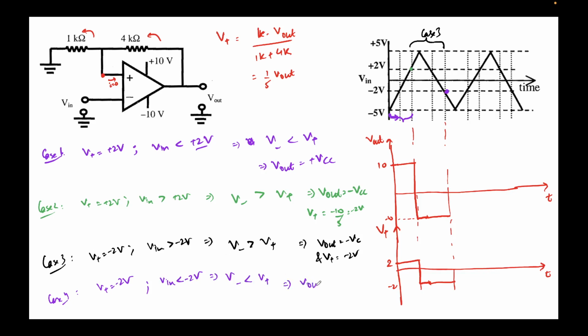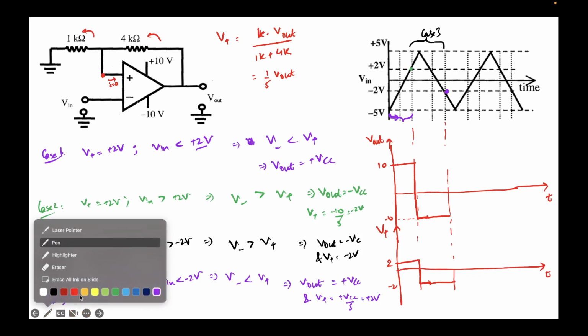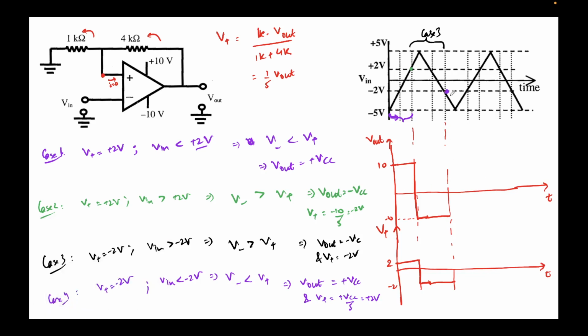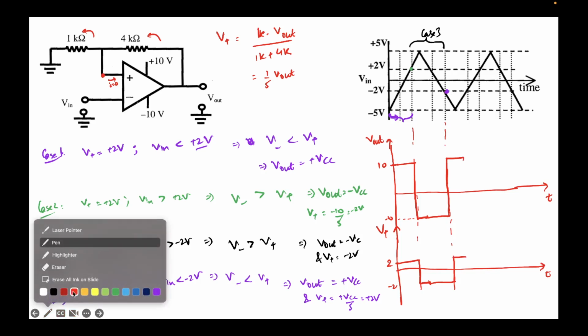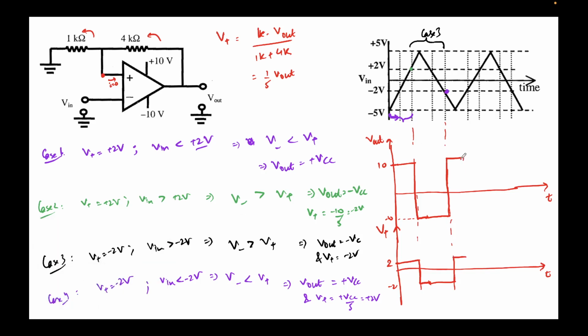So this implies, by the function of the comparator, because V plus is now higher than V minus, V out will again swing to plus VCC, and V plus will now become plus VCC by 5, which is plus 2 volts. So as soon as we reach this purple dot, the output will again go to plus 10 volts, and V plus will again jump to minus 2. Now this is the same scenario that we had started earlier. So now it will simply keep on oscillating.